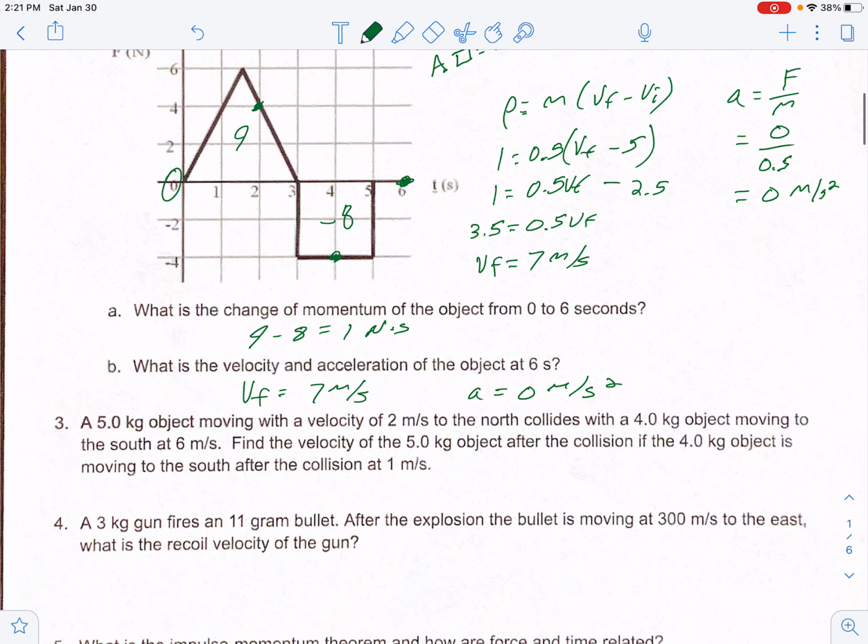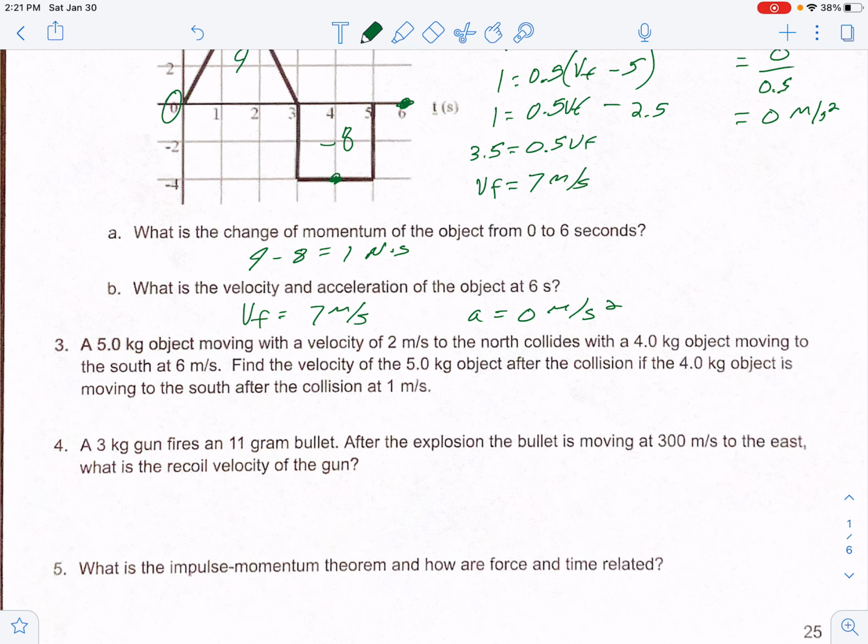Number 3, I have a 5 kilogram object moving with a velocity of 2 meters per second to the north, collides with a 4.0 kilogram object moving to the south at 6 meters per second. Okay, so I have 2 masses. I'm going to continue reading to determine which equation we're using. Find the velocity of the 5.0 kilogram object after the collision if the 4.0 kilogram object is moving to the south after collision at 1 meter per second.